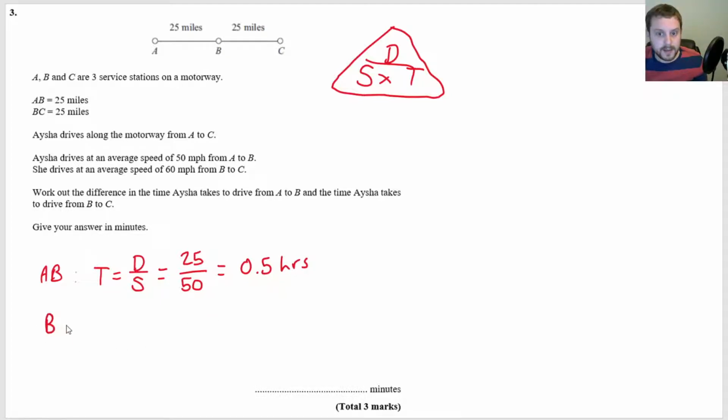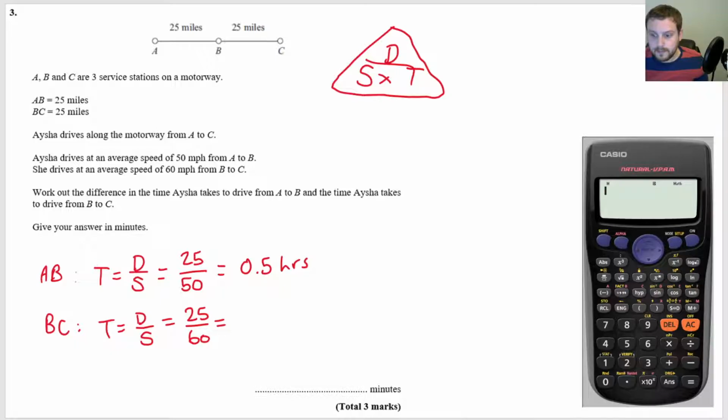Then from B to C, again, time is distance over speed, but this time it's 25 over 60. I'll use my calculator for that one. 25 over 60 is 5/12 of an hour. We should really convert these into minutes though, and this is why I wanted to keep it as 5/12, because 5/12 of an hour is actually a nice number of minutes.